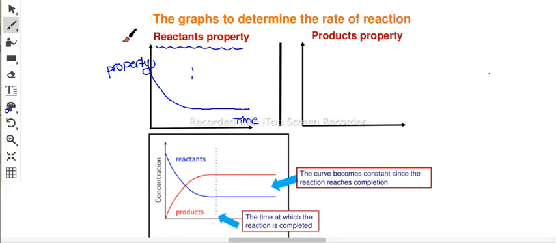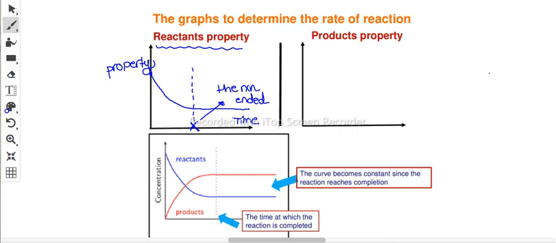When the curve that you have becomes constant, this is the time at which the reaction reaches completion. Here the reaction ended. Because of that, you're going to find that the shape of the graph becomes flat at the end. The reactant's concentration per unit time decreases, so it will start at a very high concentration or property, and within time it will start to decrease.